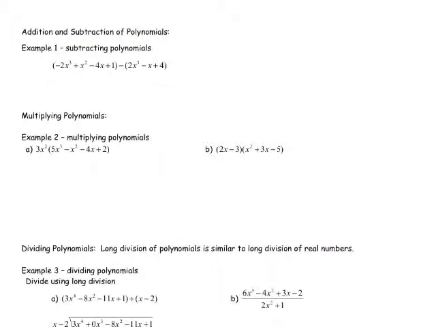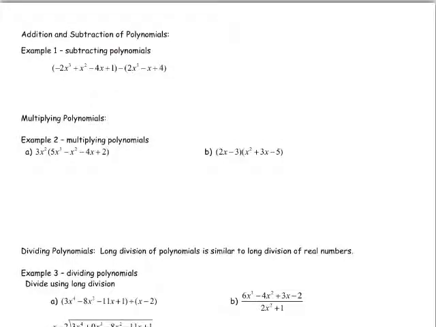So page 2, we're getting into the operations. Operations include adding and subtracting, multiplying, and dividing. All right, so the first one, if we subtract, we know that when this subtraction sign is in front of the parentheses, we have to distribute. So go ahead and distribute that. So that's negative 2x cubed plus x minus 4.